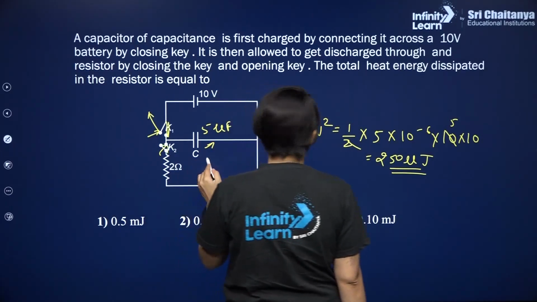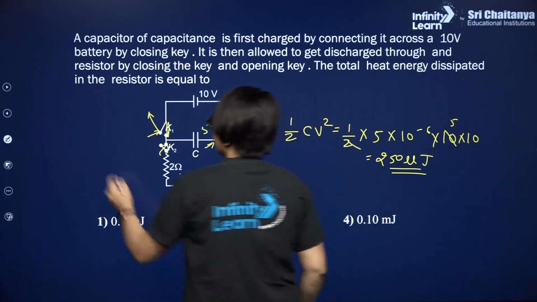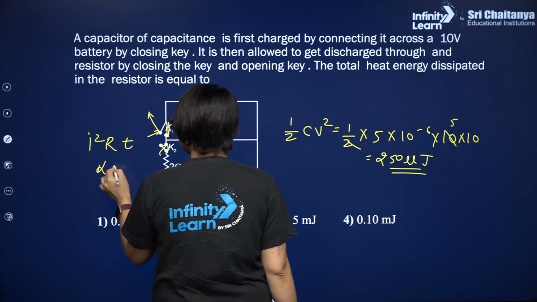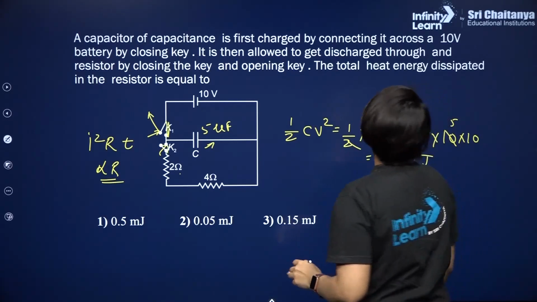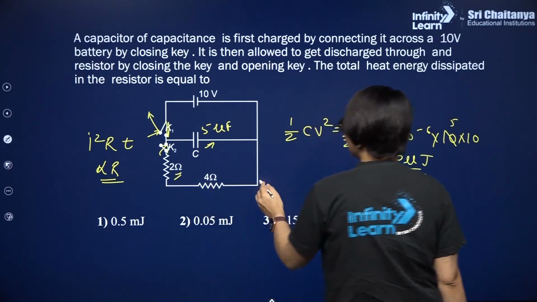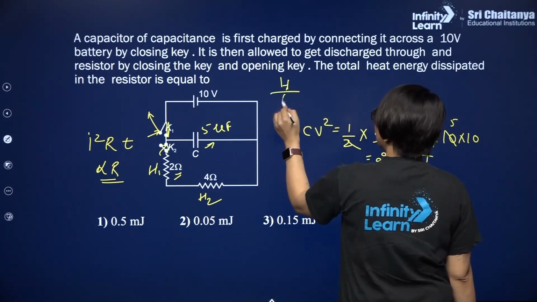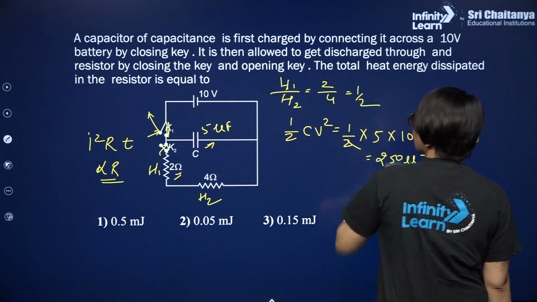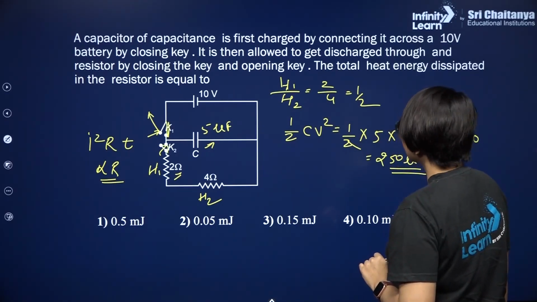Now we are keeping this K1 open and K2 closed. So this 250 microjoule will dissipate across two resistors, and it is I square R into T. So you can see that it is directly proportional to R, right? So the total heat energy dissipated in the resistor 2 ohm, let us say H1, and this is H2. So H1 upon H2 will be in the ratio of 2 upon 4, that is 1 by 2, right?